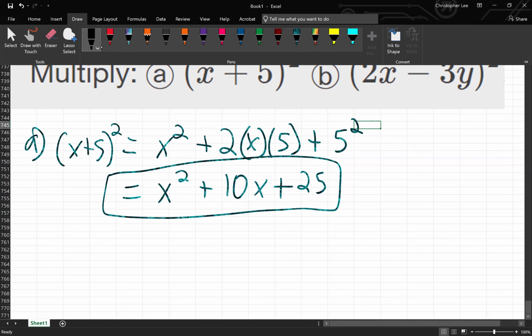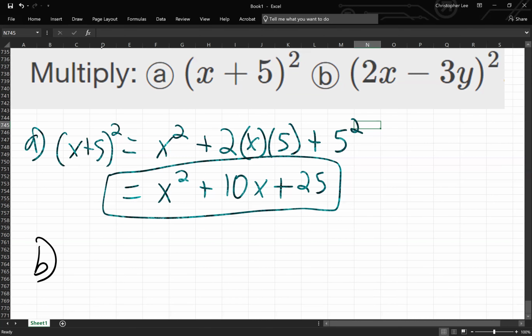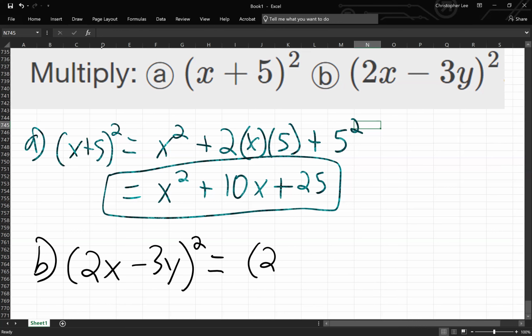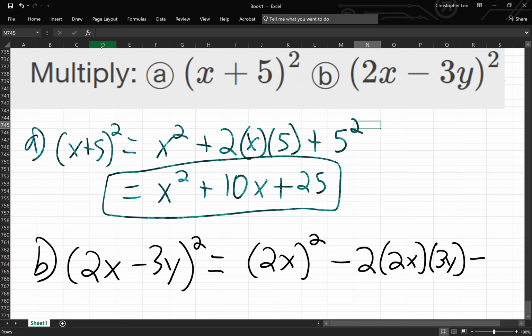Oh, B is the one that makes me feel real happy, right? Because B is complicated. That's 2x minus 3y and then squared. What's the pattern? It's going to be what? 2x squared. Whoops. I didn't even see the minus sign there. Minus 2 times what's my A term? 2x times what's my B term? 3y. Right? Plus, what's my last term? Negative 3y squared.